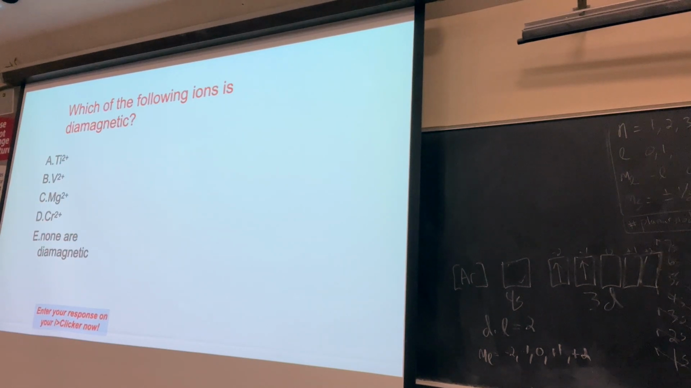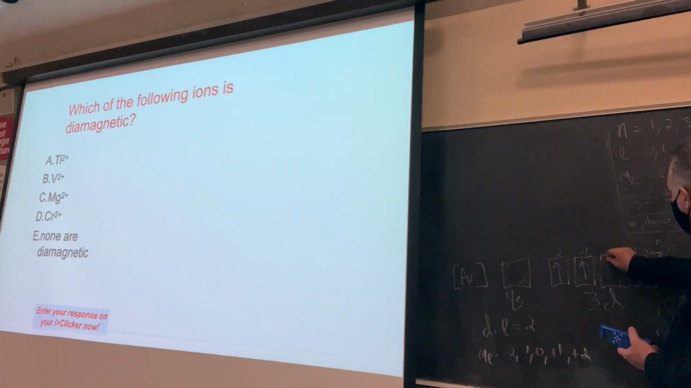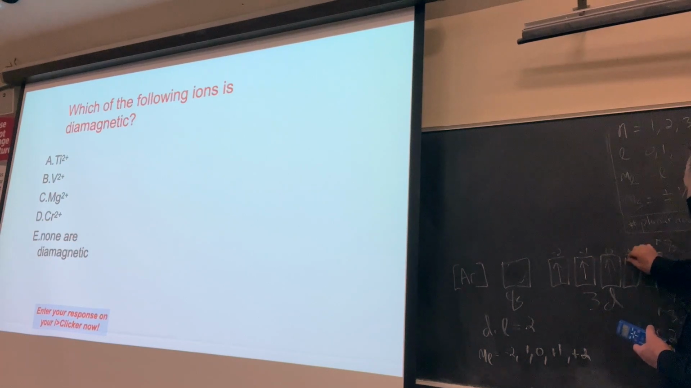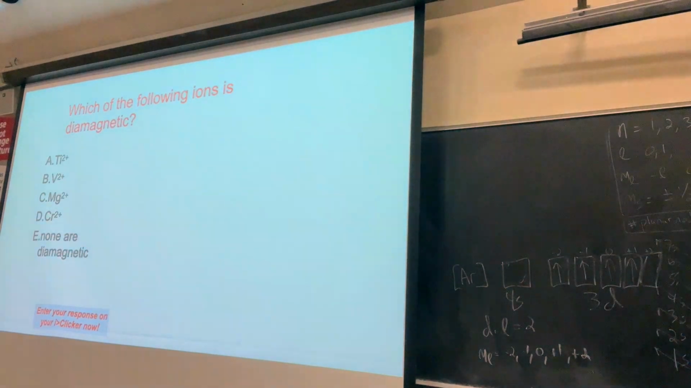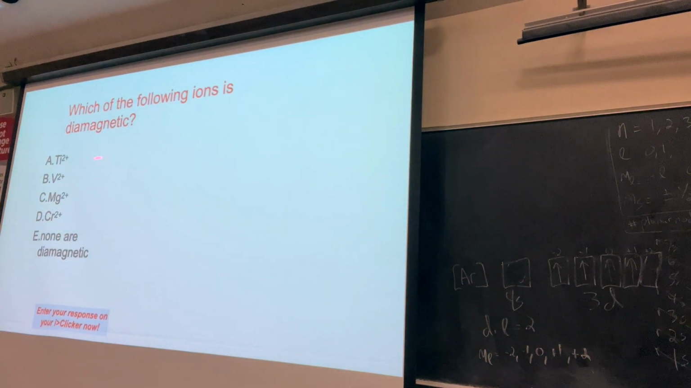Any questions on that? Is that cool? All right. Vanadium would be a 3d3, and chromium would be a 3d4. But for all of them, when you lose 2 electrons, they come from the 4s first. So titanium, vanadium, and chromium are all paramagnetic.